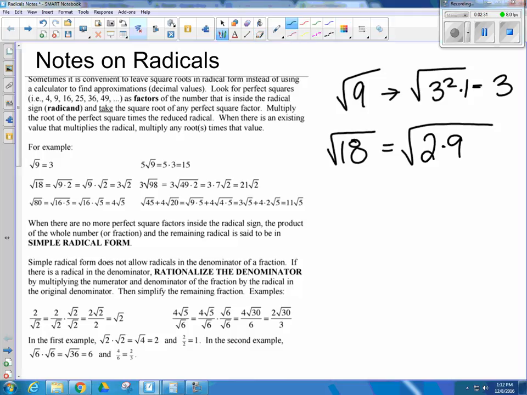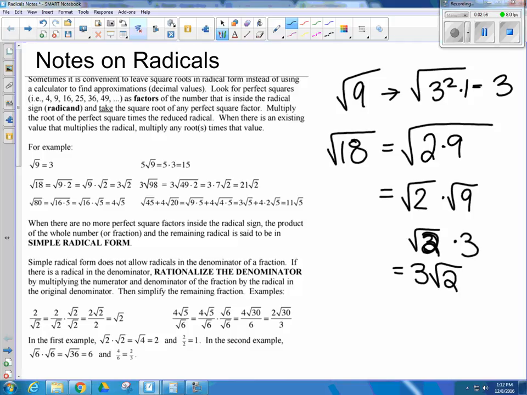What I can then do is separate this into two separate square roots: the square root of 2 times the square root of 9. The square root of 2 doesn't give me anything, so that just remains. But the square root of 9 does give me something: it's just 3. So this is going to be 3 times the square root of 2. And you can check this. If you type the square root of 18 into your calculator, you'll get some decimal, and if you type in 3 times the square root of 2, you should get the exact same decimal. So the square root of 18 is 3 times the square root of 2.